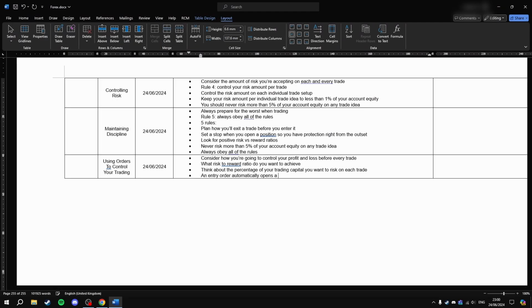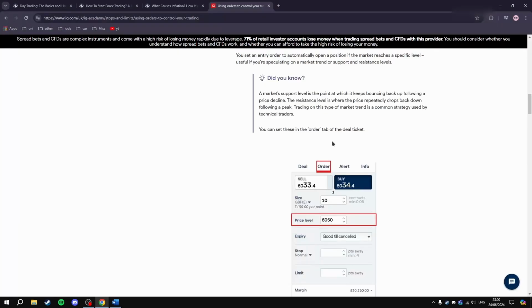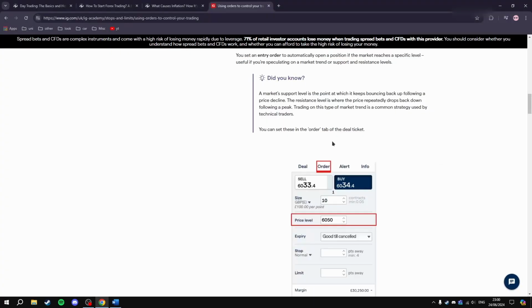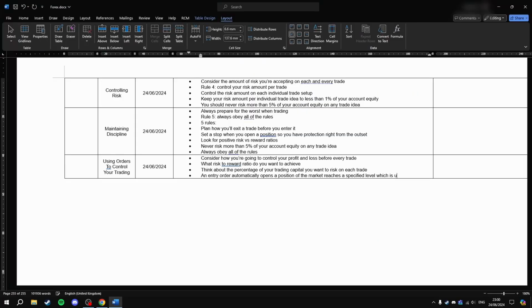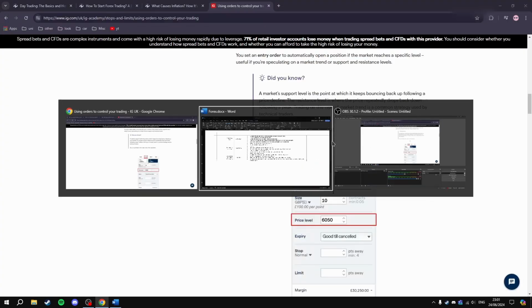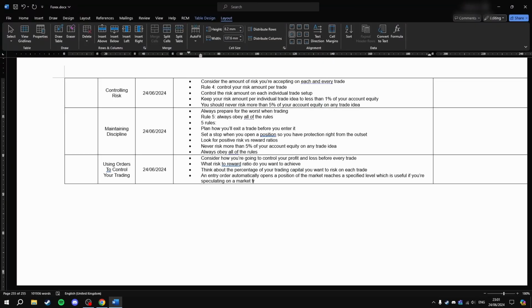An entry order automatically opens a position if the market reaches a specified level, which is useful if you're speculating on a market trend or support and resistance.